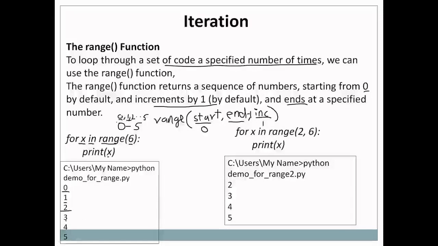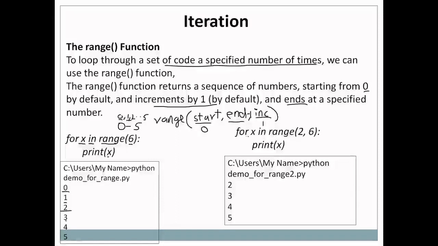Now how the sequence is created depends on the increment. I said the increment is by default 1. So if I specify an increment, say 2 or 3, then the values in the sequence are incremented by the specified increment, remember. Okay, first let us look at one more example that we have here on the right side.